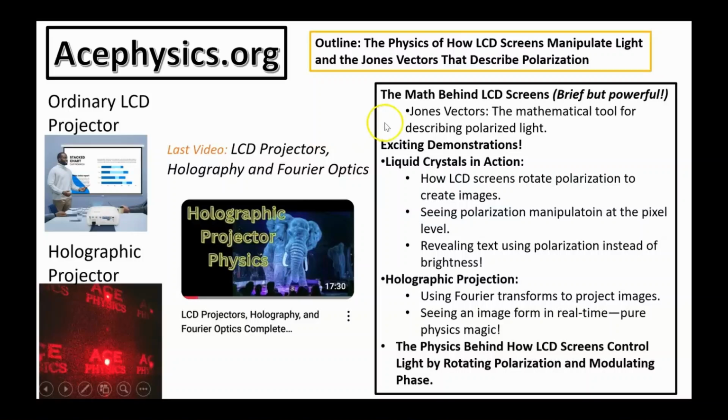And here's an outline of the talk. The mathematics behind LCD screens, the Jones vectors, several exciting demonstrations, including how LCD screens rotate polarization to create images, revealing text using polarization instead of brightness, seeing an image form in real time, pure physics magic, the physics behind how LCD screens control light by rotating polarization and modulating phase.